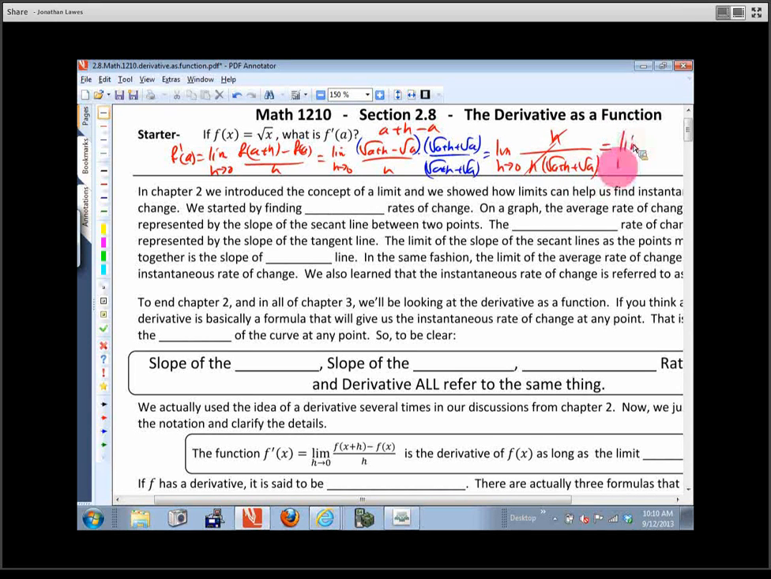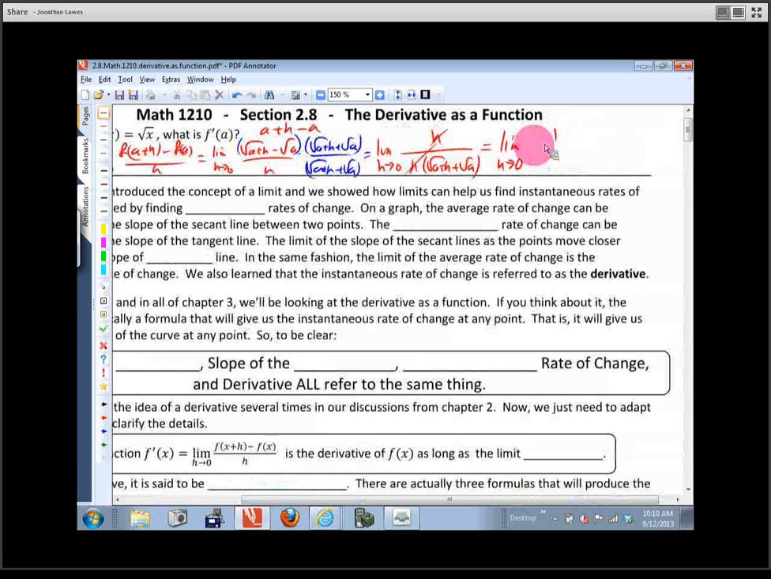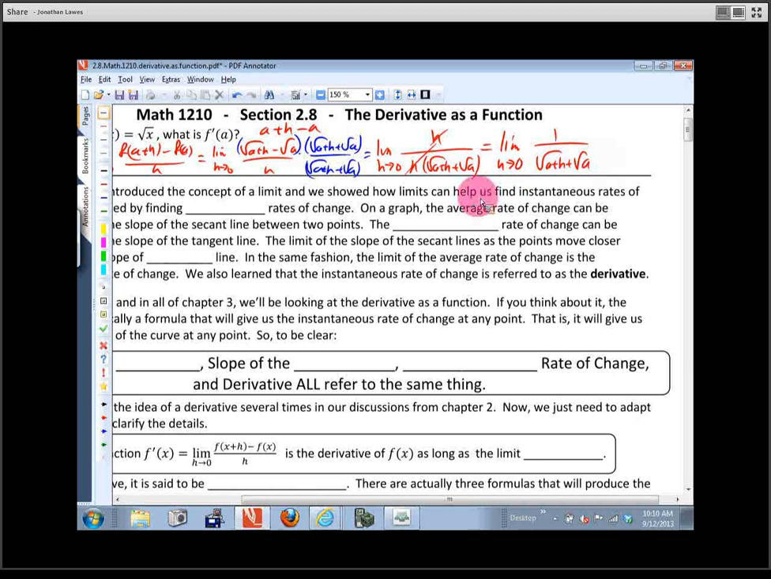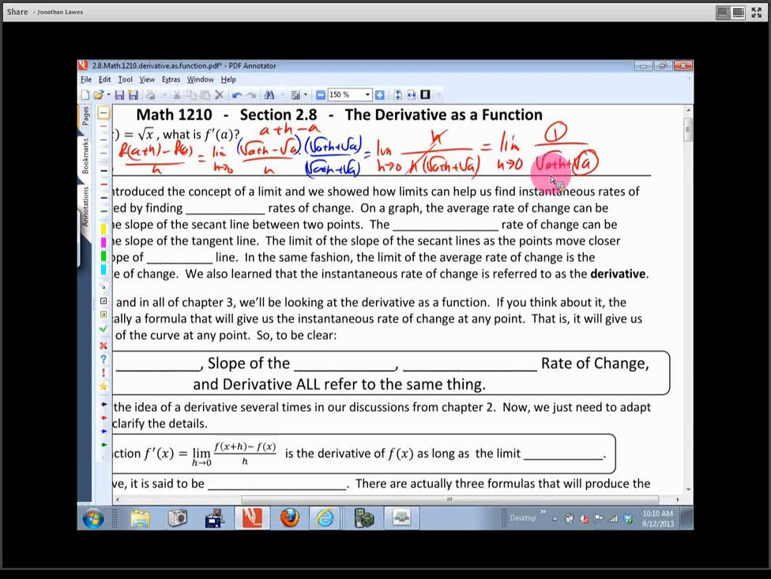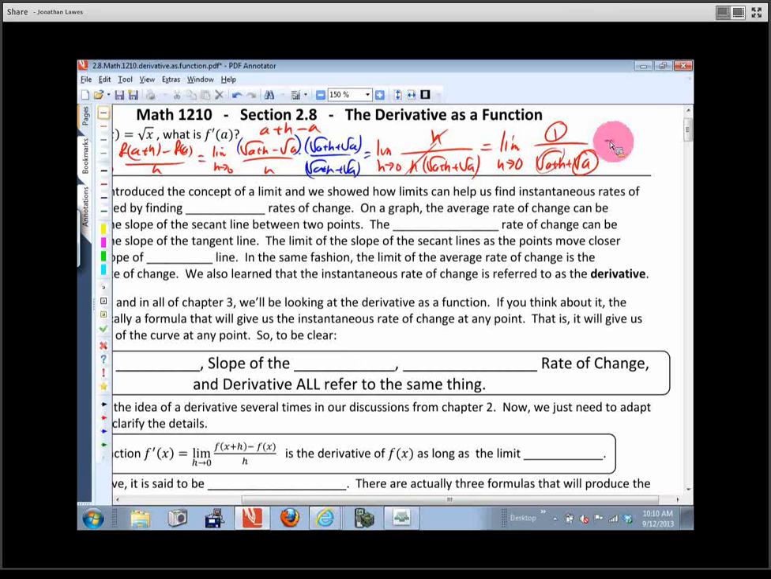I'm after the limit as h approaches 0 of 1 on the top, over the square root of a plus h plus the square root of a. The only thing that's changing in the limit is the h. The numerator is a 1, which doesn't have an h in it, so that stays. And what happens if h approaches 0 in this expression? You get the square root of a. So I'm going to have 1 over the square root of a plus the square root of a, which is a 1 on the top and 2 square root of a on the bottom.